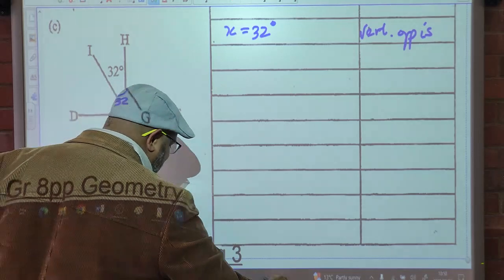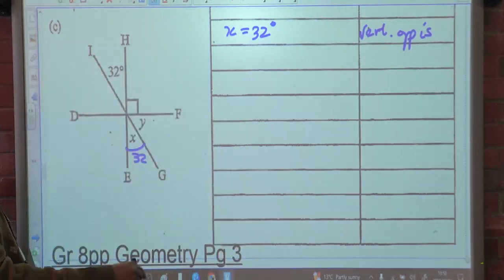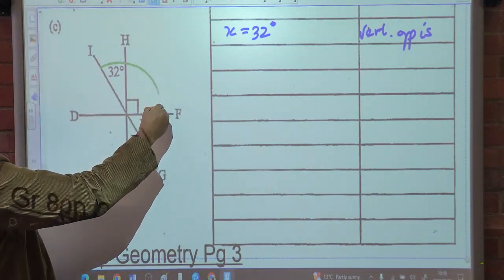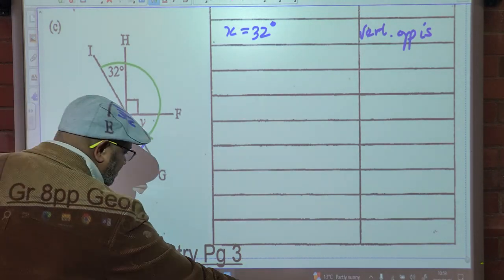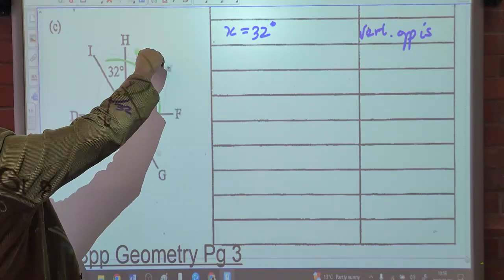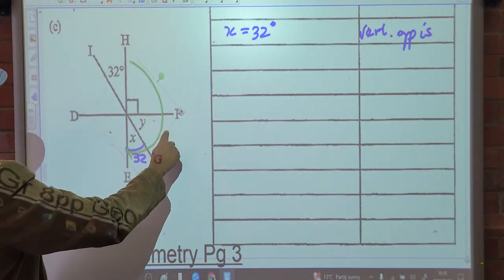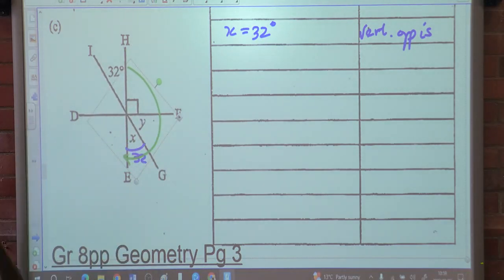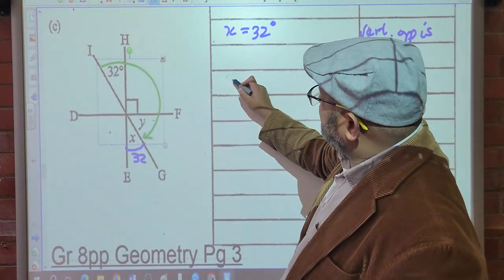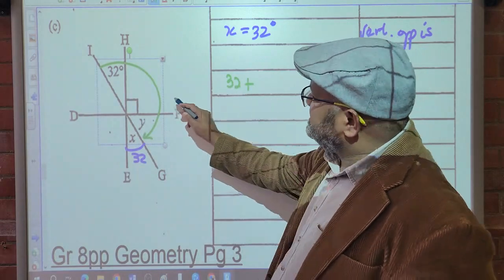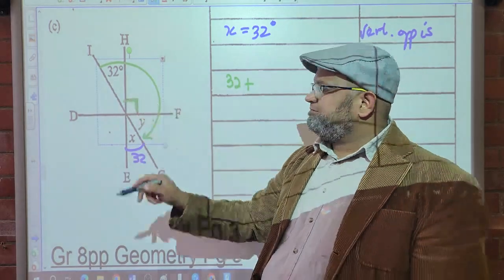How are you going to calculate y? Angles on a straight line. We could have gone that way, or here's also a straight line. Can you see? It would have been that angle there. So again, you don't have to name the angle you're working on as well. So you do the straight line. So we just say 32 plus, this is 90.